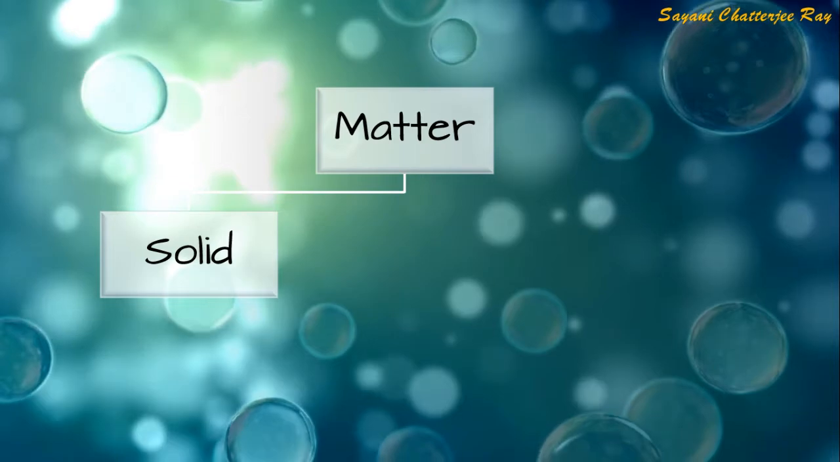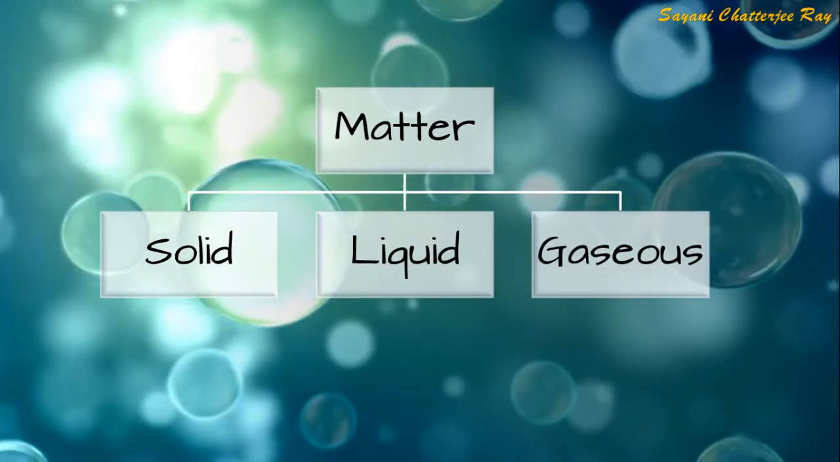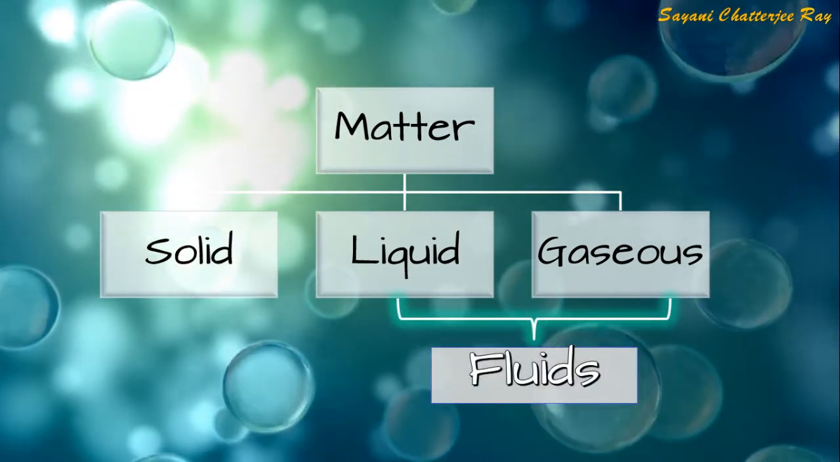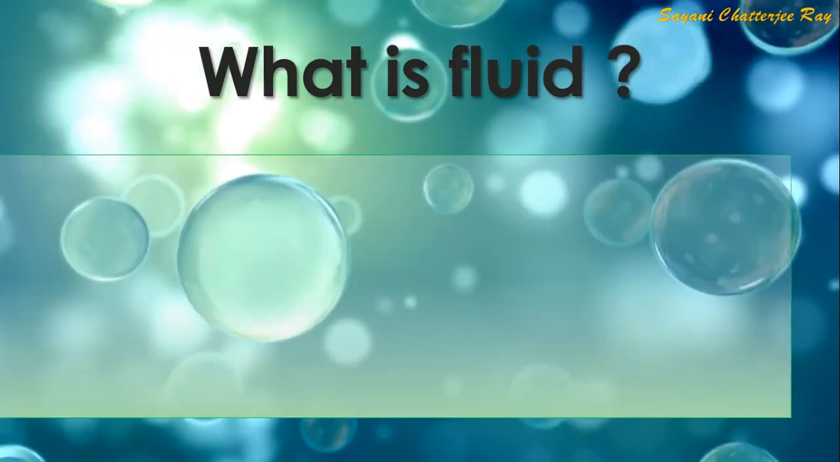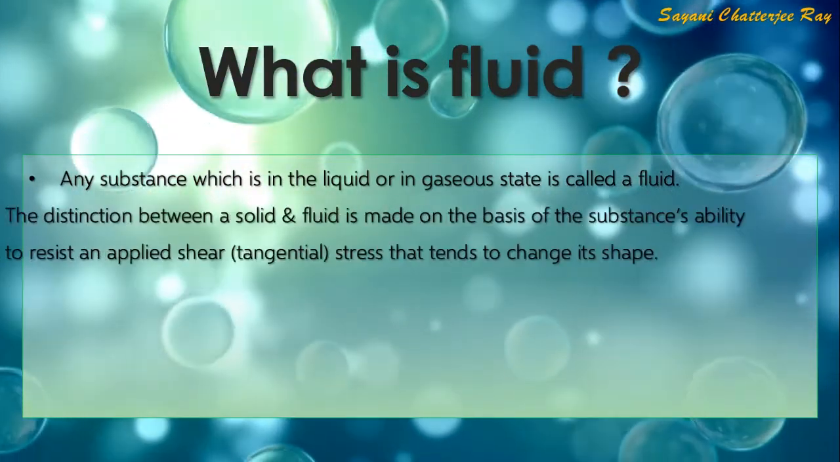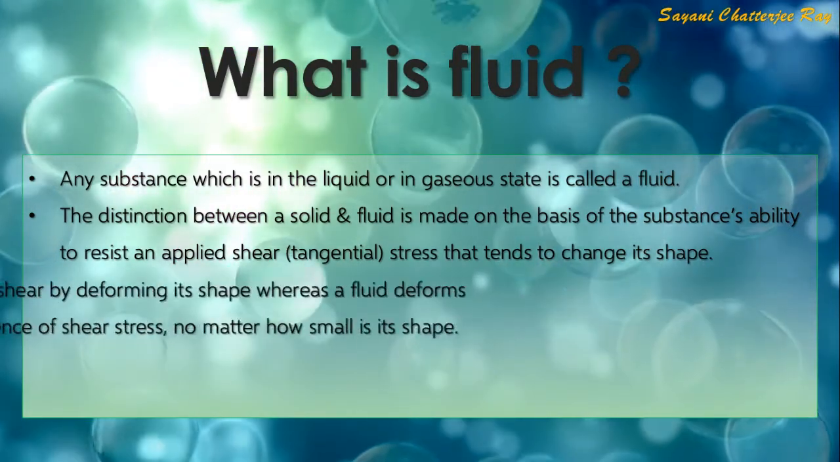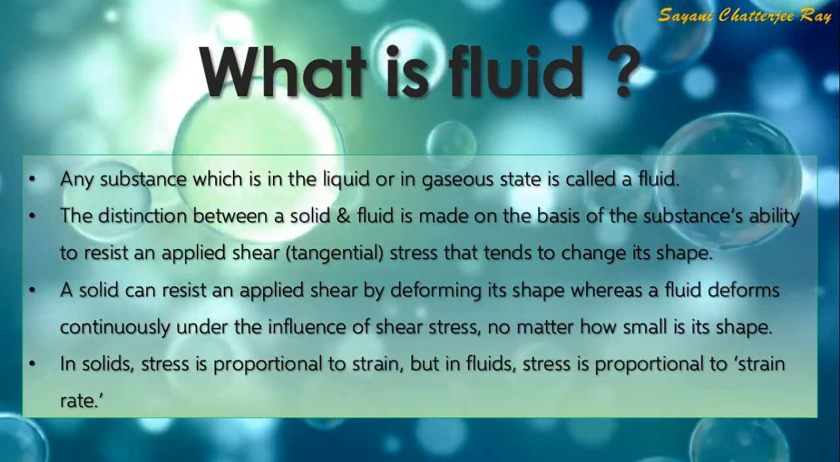Matter is classified into solids, liquids, and gases. Now, liquids and gases are collectively termed as fluids. Now let's understand what is a fluid. As I have told you earlier, any substance which is in the liquid or in the gaseous state is called a fluid. Now we will differentiate between a solid and a fluid element.